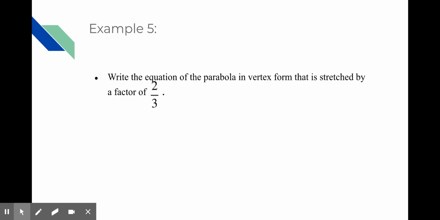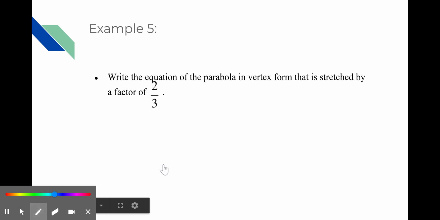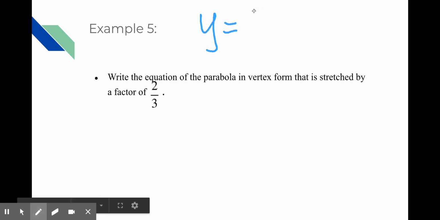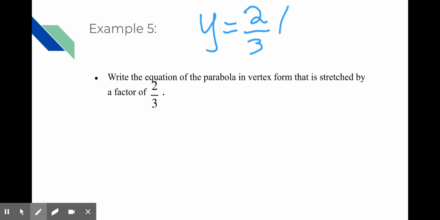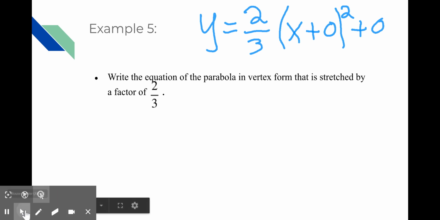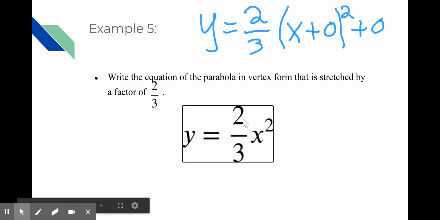Okay, example 5. Write the equation of the parabola in vertex form that is stretched by a factor of 2/3. So the only thing they gave you is your scale factor. So I know my scale factor is 2/3. They didn't give me a horizontal shift, so I could say plus or minus 0. Either way is correct. And they didn't give me a vertical shift. The answer you'll see on the screen is y equals 2/3 x squared. They removed the zeros, and so our final answer is this.